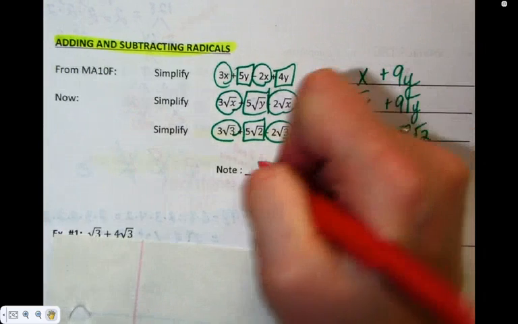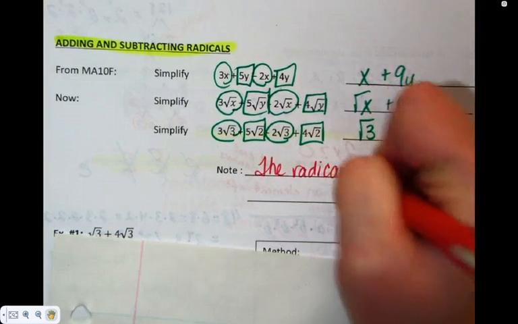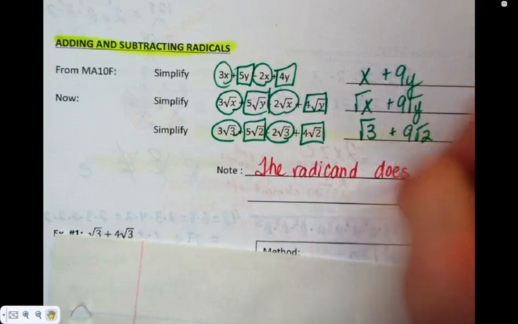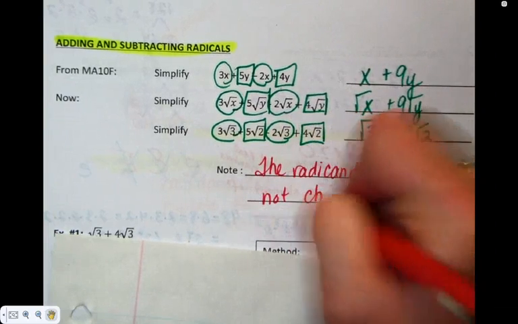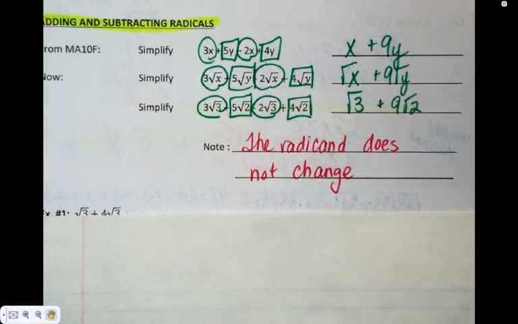So notice that the radicand does not change. So when we put numbers, people try to add and subtract everything. The radicands don't change. They just tag along. They will when we multiply, but not when we add or subtract.